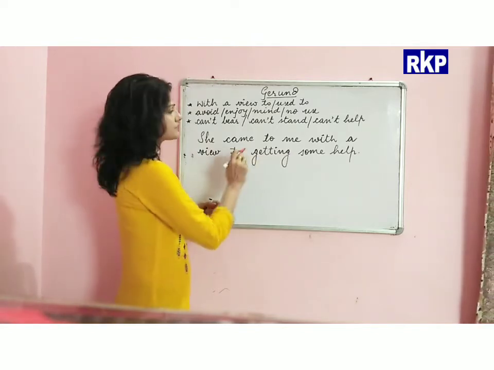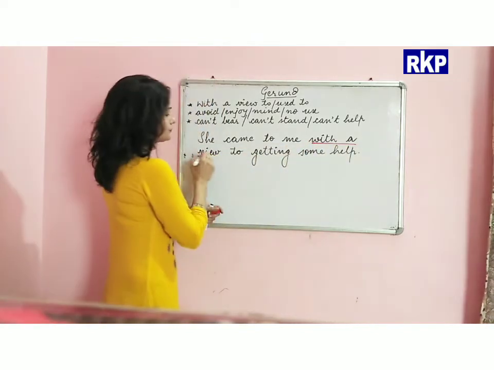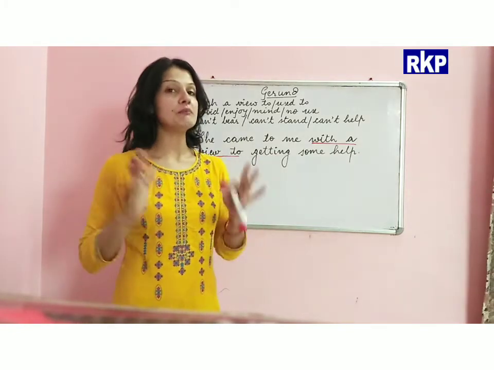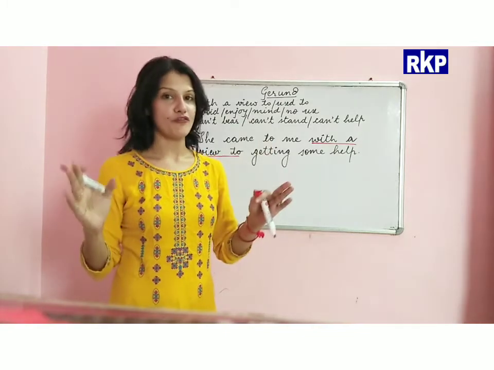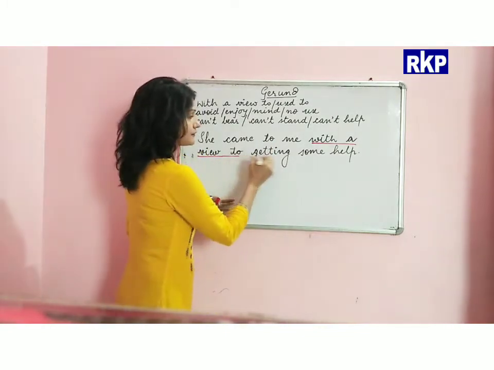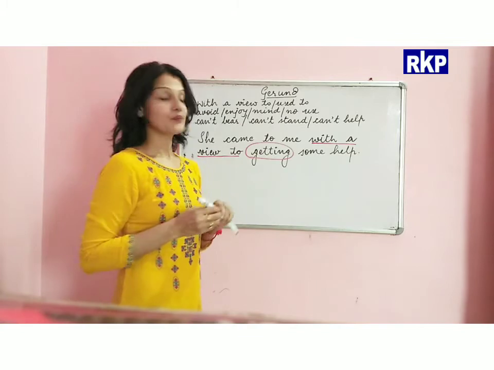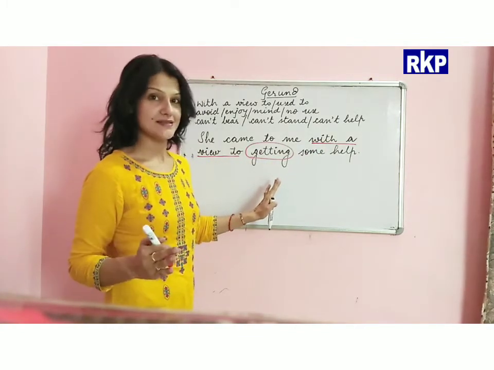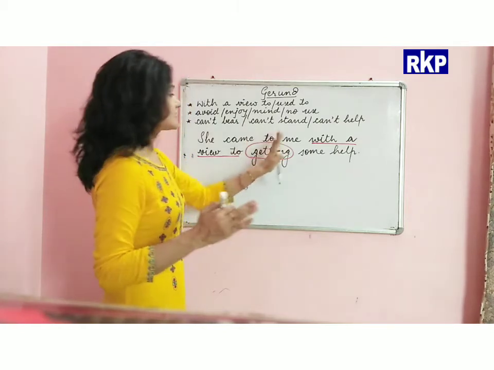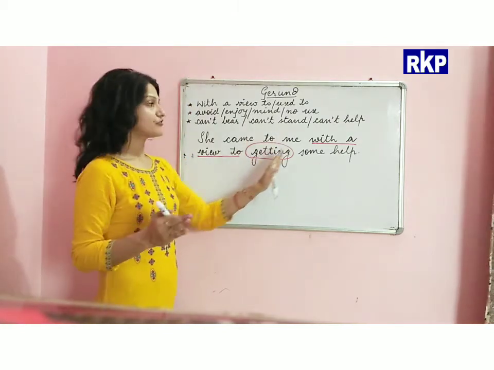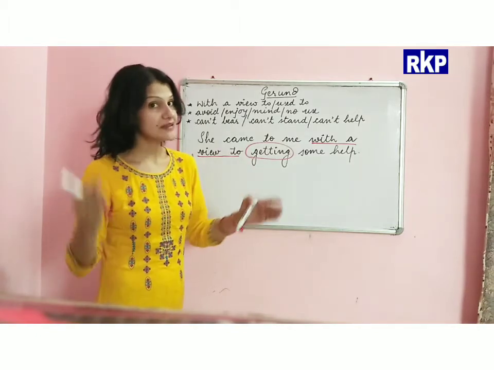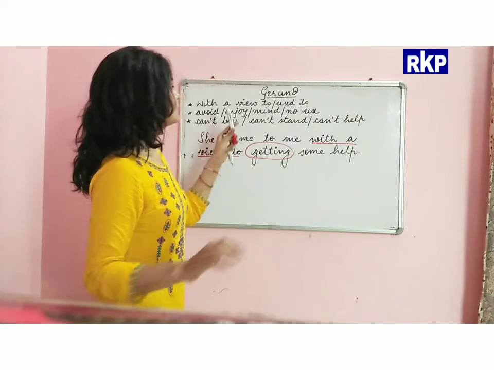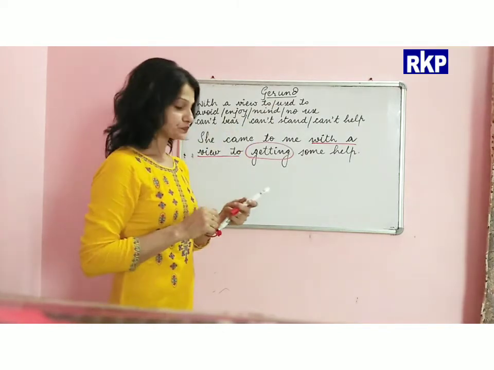Now if you see here beta, this is with a view to, and with a view to means with the purpose of. Okay, getting. Now after with a view to we use gerund. Okay, so this is how we use gerund after with a view to, and with a view to means with the purpose. Alright, now next is used to.